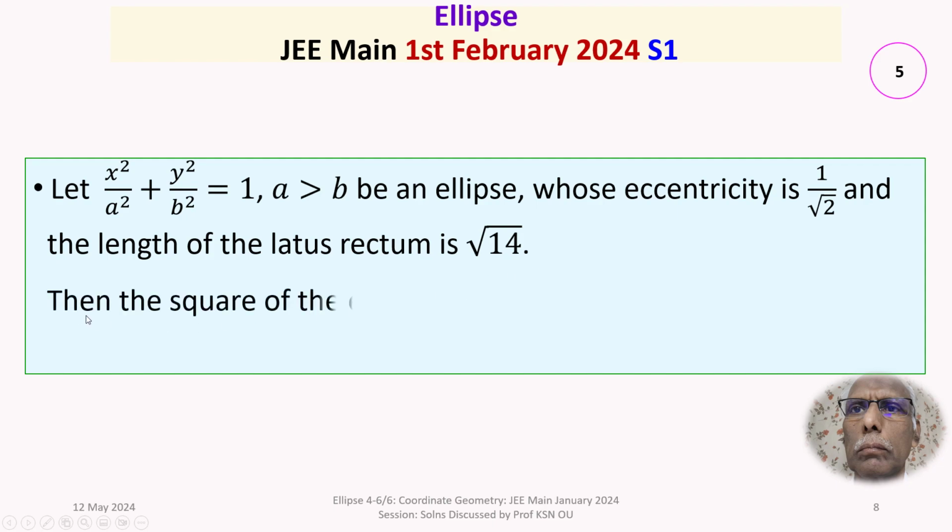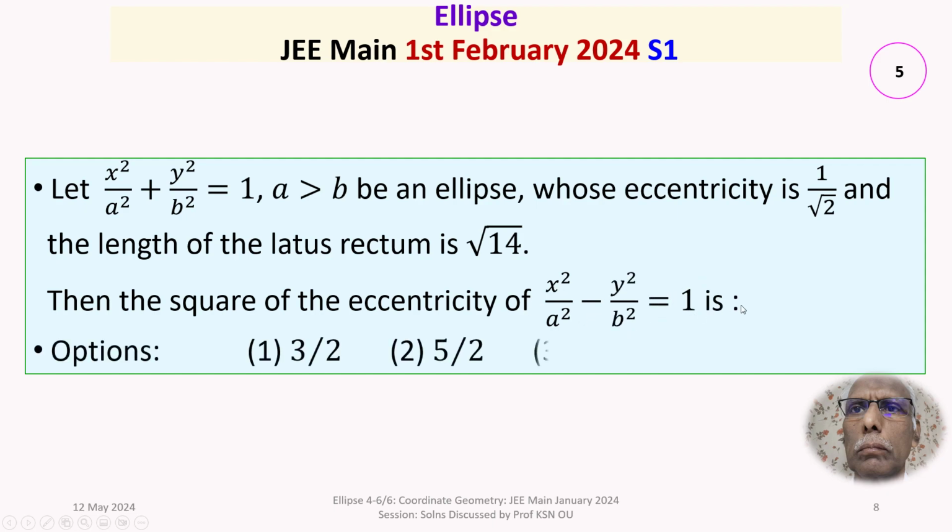Now, the square of the eccentricity of x square by a square minus y square by b square is equal to 1 is required. What is this equation? This is the equation of a hyperbola. So we are required to find the square of the eccentricity of this hyperbola, and we are given 4 options. Let's now discuss the solution of this problem in detail.